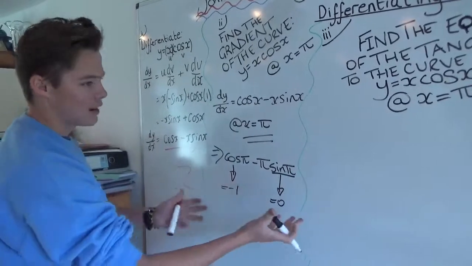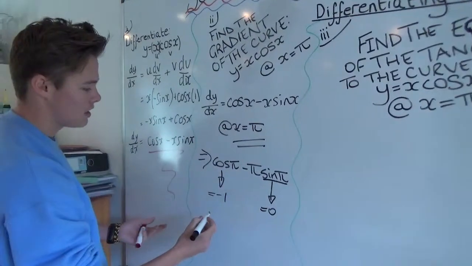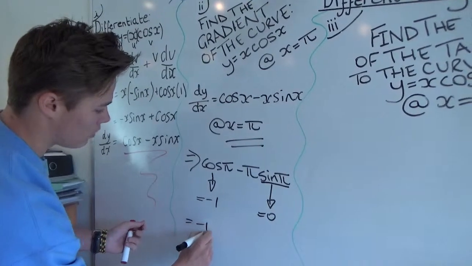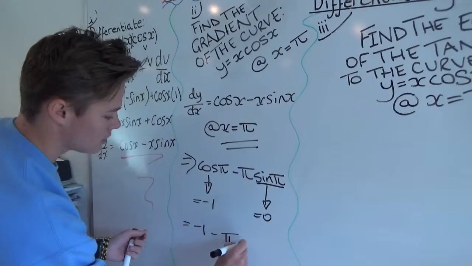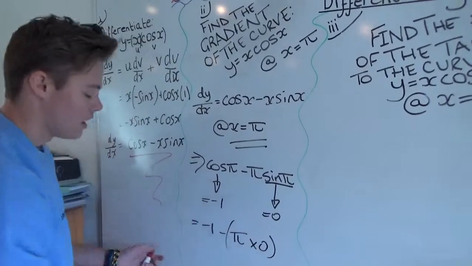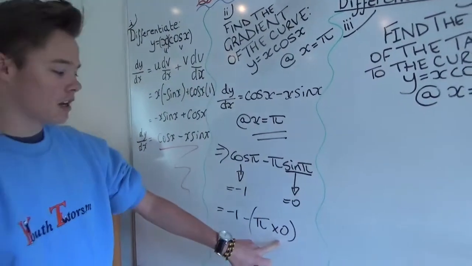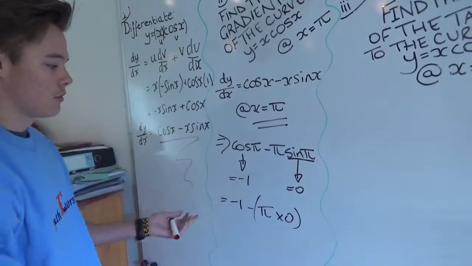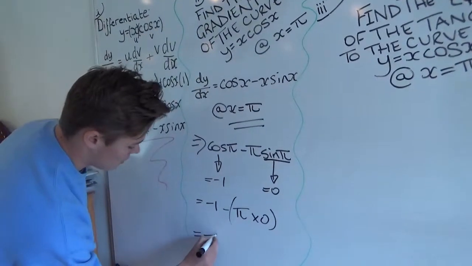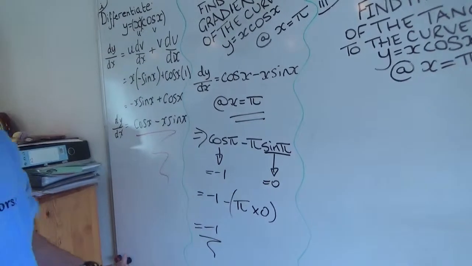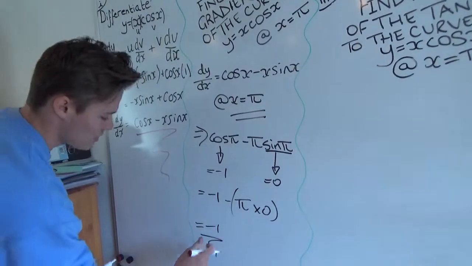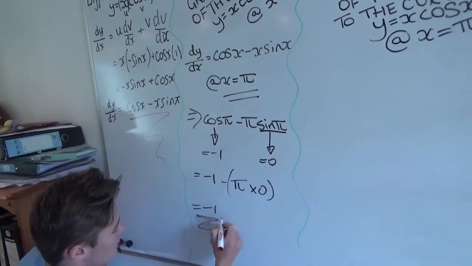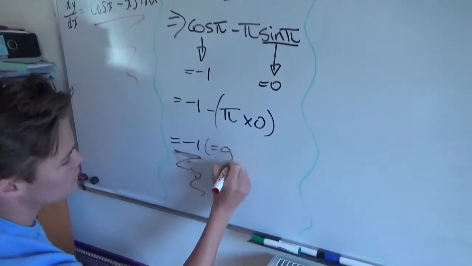So now we know this, we can put it back into what we've already learned here, which means it's equal to -1 minus pi times 0. Obviously pi times 0, like any number, is going to be 0. Which means that -1 minus 0 is just going to be -1. So that there is... Can you put that equals gradient, please? No problem. I'll just underline it in red as well. And then that equals gradient.